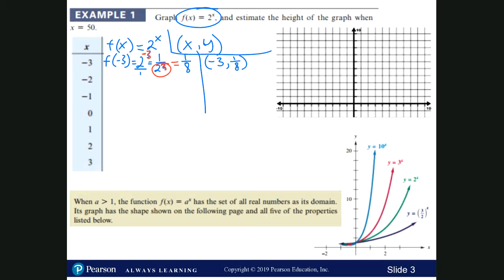Now the next number, we have f of -2. So this will be 2 to the power -2. Now I'm going to use the same idea. So I'm going to have 1 over 2 squared. And so that will be 1 over 4. So from here, we will get the point -2 comma 1/4.